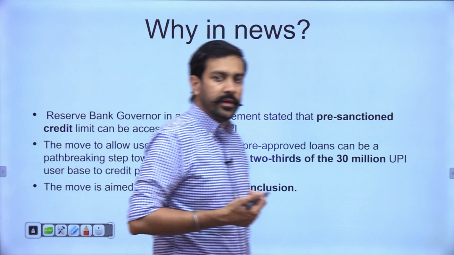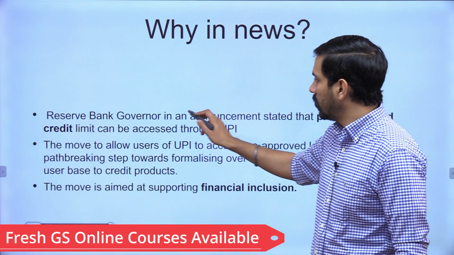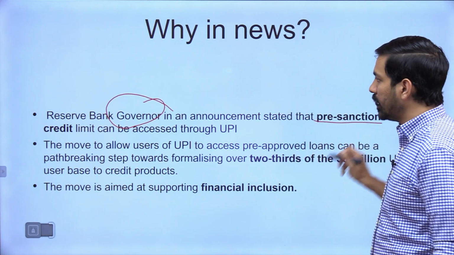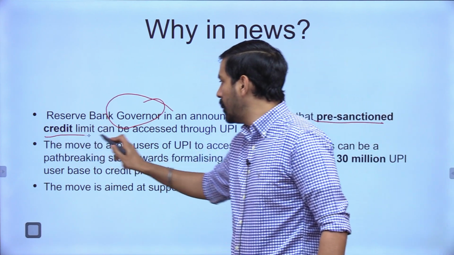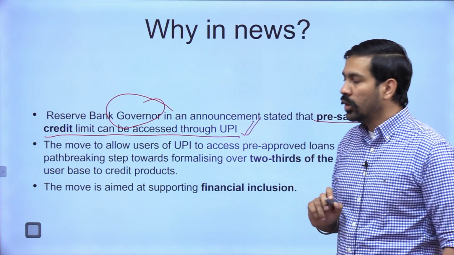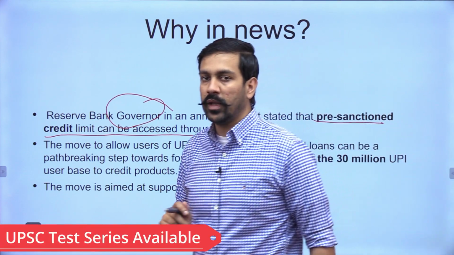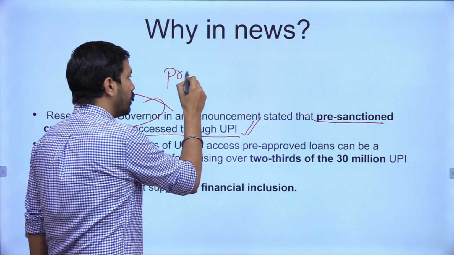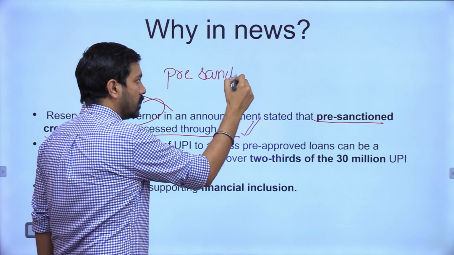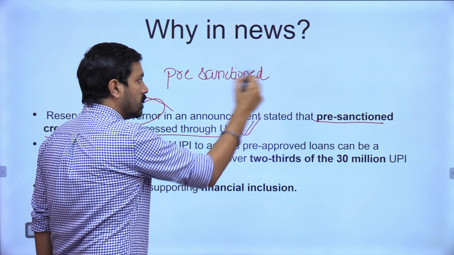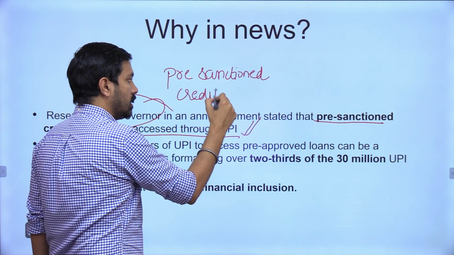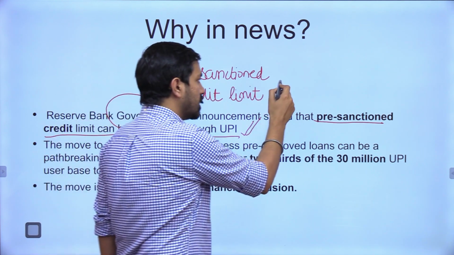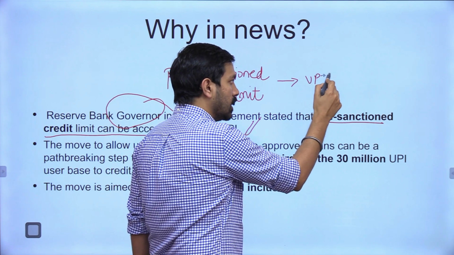What does the news say? The news state that the Reserve Bank governor in an announcement stated that pre-sanctioned credit limit can be accessed through UPI. So, two things are very important here with respect to this news. First of all is your pre-sanctioned credit limit, and second thing is it can be accessed through UPI.